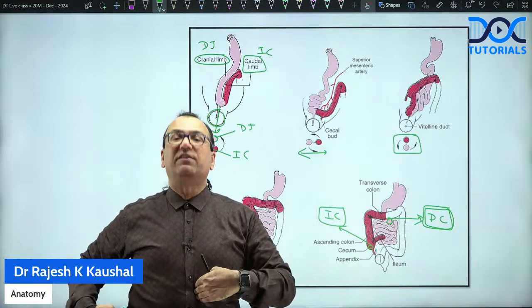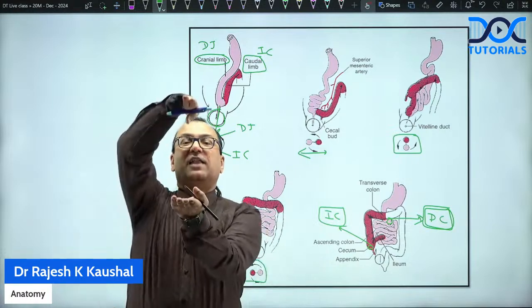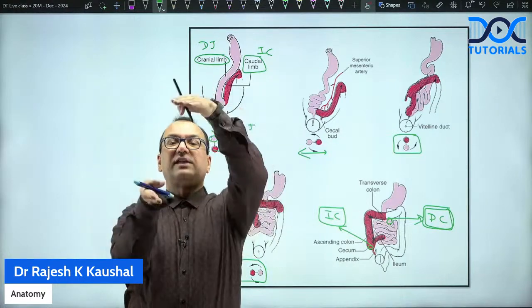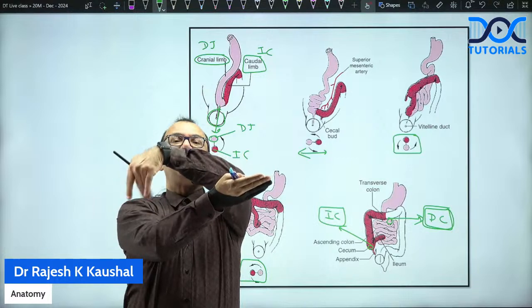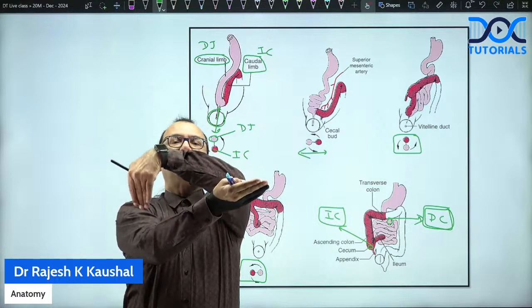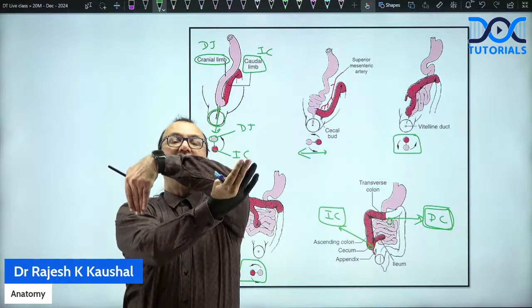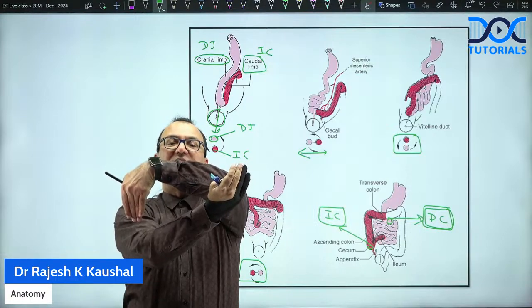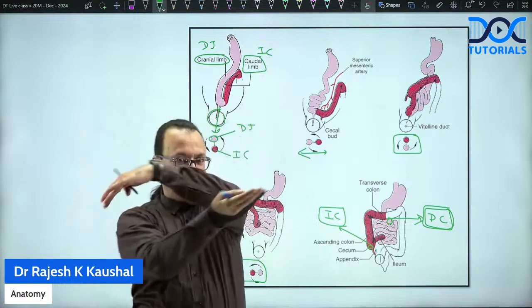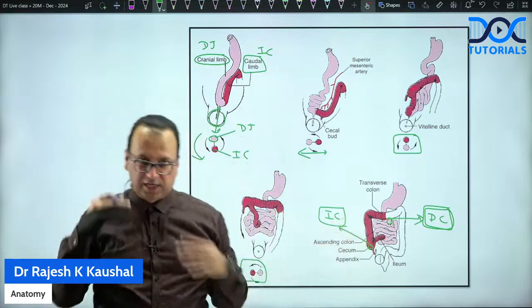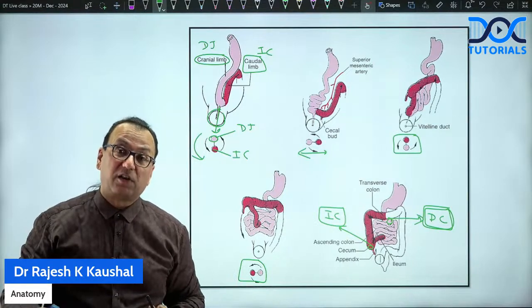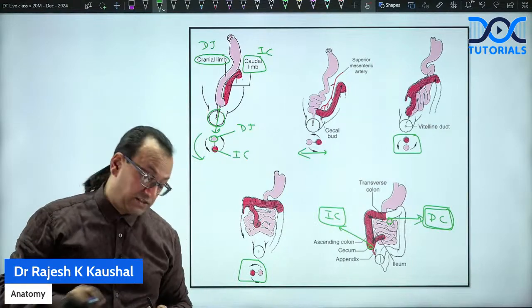But initially, where were they? Like this, DJ and IC. They are rotating 90, 90, 90. So the ileocecal junction comes to right iliac fossa, and duodenal junction comes to the central point, almost to the left side. So this is how the gut is rotating. That is what we are showing. That is what is important for gastroenterology people, or surgeons who are working in this region.